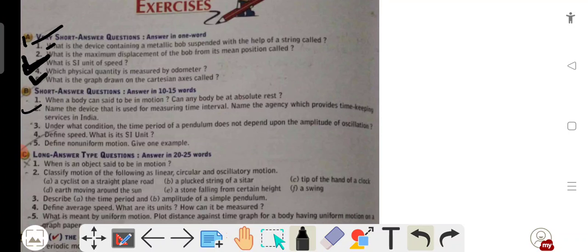Now the question number 3. B3. Under what condition the time period of a pendulum does not depend upon the amplitude of oscillation? So this is a pendulum.